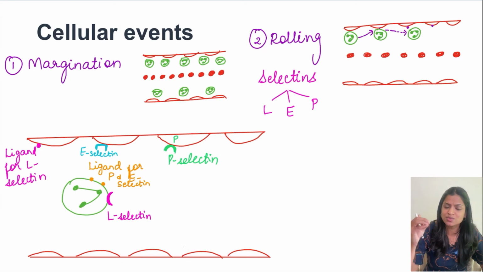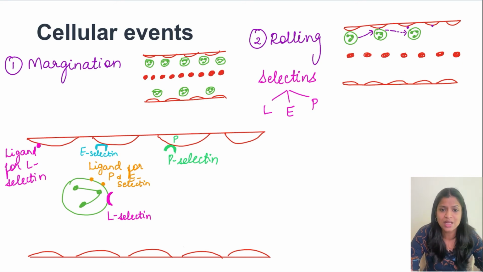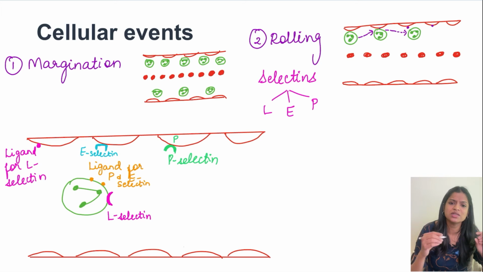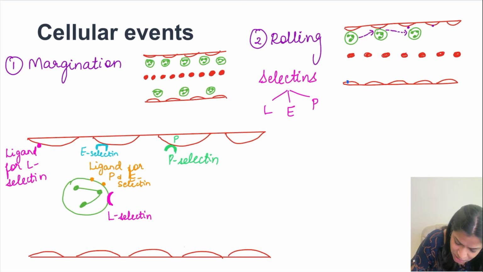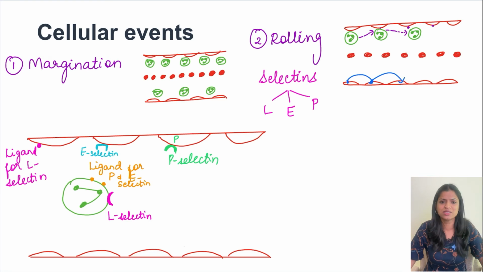So these WBCs which assume a more peripheral location towards the endothelium of the blood vessel is what is termed margination. The next step is rolling. The WBCs now will start attaching to the endothelium. This attachment is not so strong, so the WBCs will start attaching and detaching. This kind of jumping of the WBCs over the endothelium is called rolling.